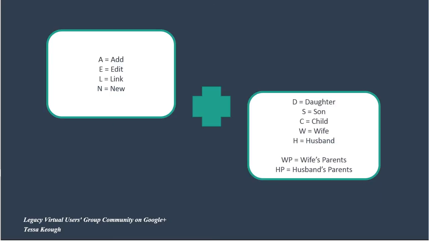The second letter is for the individual type. D is for daughter, S is for son, C is for child, W is for wife, and H is for husband. So step 1, action, plus step 2, the individual type, will give you your shortcut key. AD, add daughter. EC, edit child. LW, link wife. You get the idea.